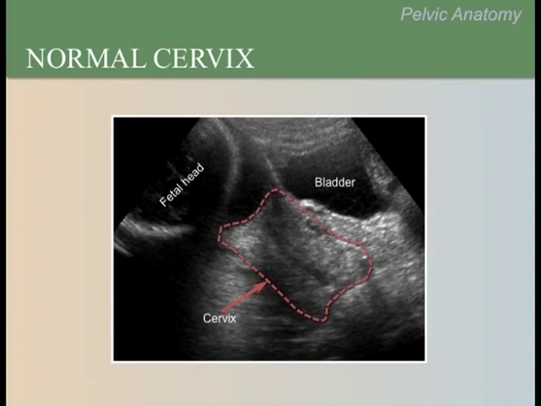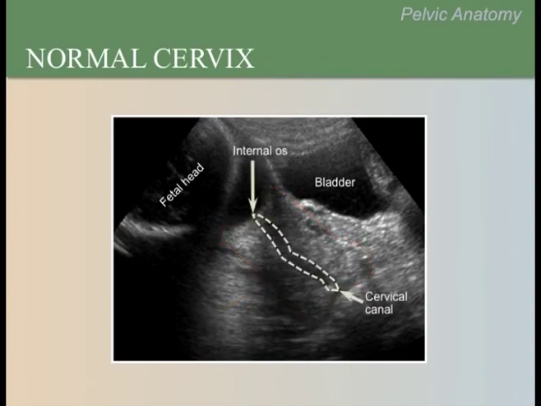Here we have outlined the cervix to make it more obvious. We have also labeled the bladder and fetal head. Now we will remove this outline of the cervix so that we can show the cervical canal and the internal os.